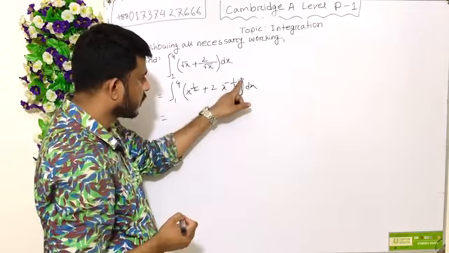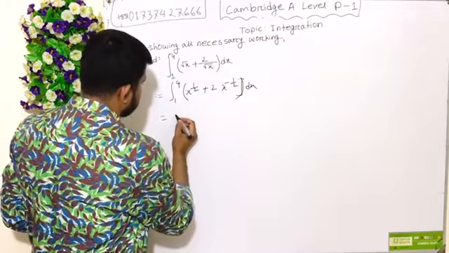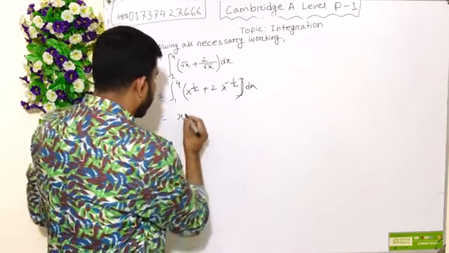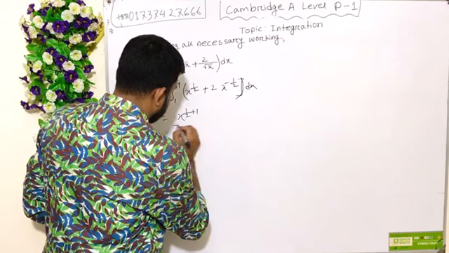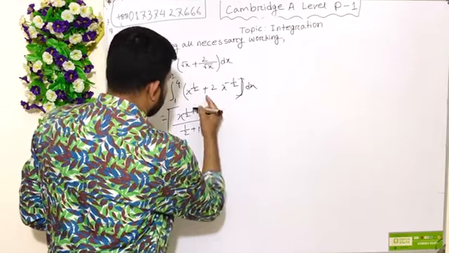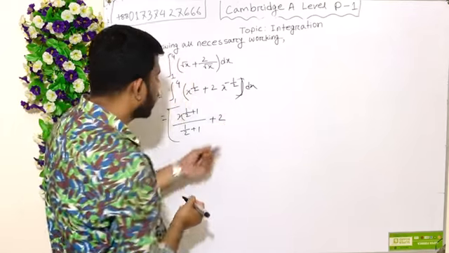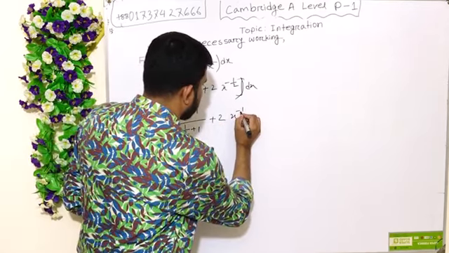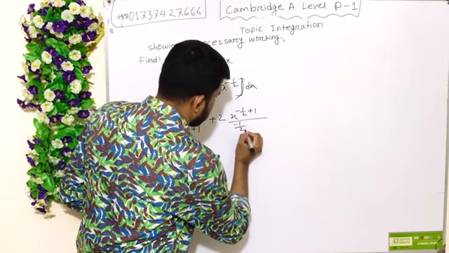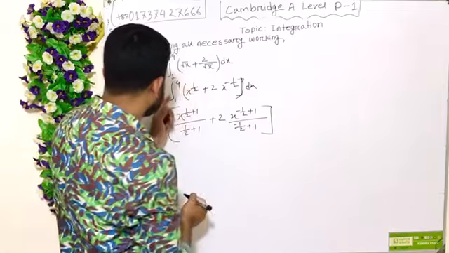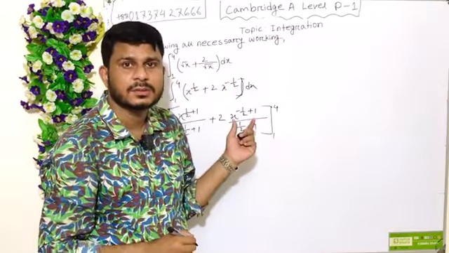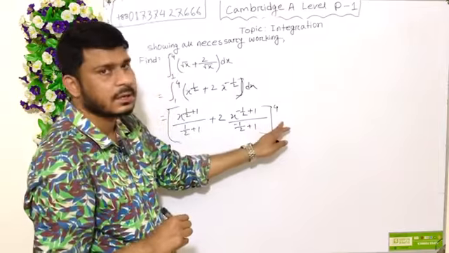Now we're going to integrate it with respect to x. So this is x, and this is power half, right? So the power is added to 1, and the total thing is divided. And then plus is plus, and 2 is just copy, and then this is x to the power minus half. So this power is added to 1, and the total thing is divided, and the limit 1 to 4 will be here. Since this is a definite integral, we don't need to add a constant.